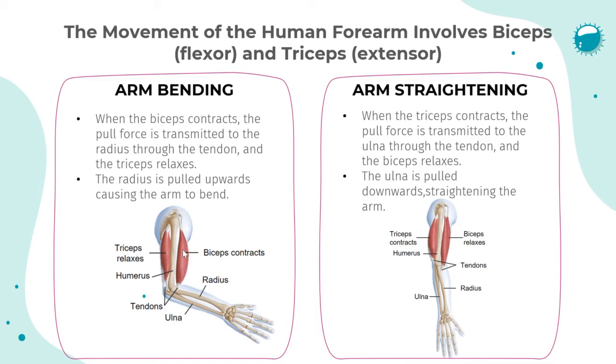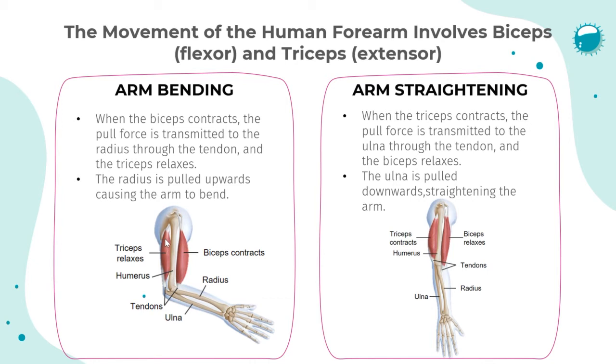Okay, when the bicep becomes shortened, it will create a pull force. The pull force is transmitted to the radius through the tendon here, and at the same time the tricep will relax, right?